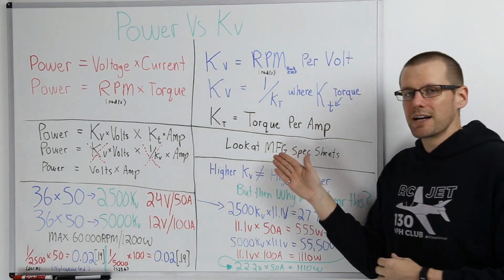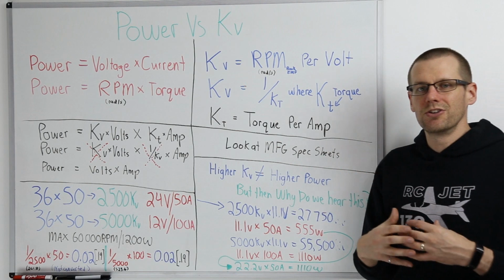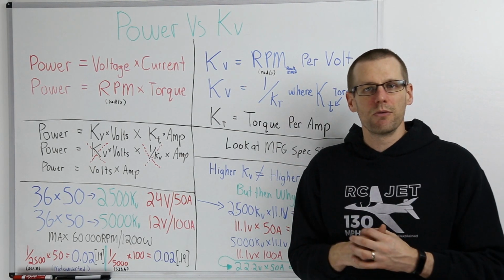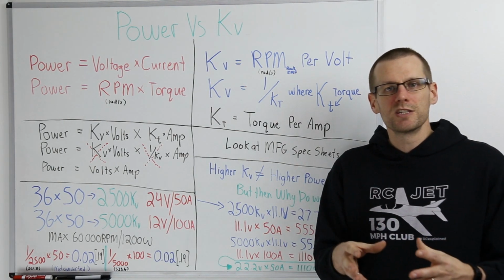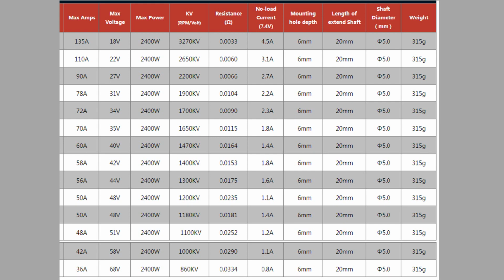Now, when we take a look at motor manufacturer spec sheets, you can essentially take any of your favorite motor manufacturers, open up the spec sheet for one specific size of motor, and see that the electrical power is going to be constant for that series of motor, and you're going to have varying amounts of voltage and current based on the kV selection or wind selection of that motor.